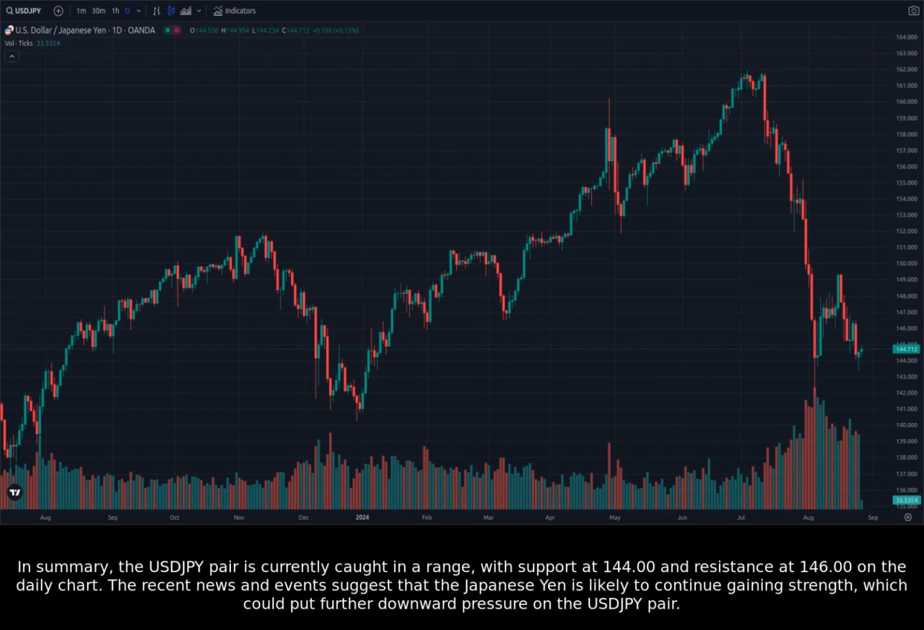In summary, the USDJPY pair is currently caught in a range, with support at 144.00 and resistance at 146.00 on the daily chart. The recent news and events suggest that the Japanese yen is likely to continue gaining strength, which could put further downward pressure on the USDJPY pair.